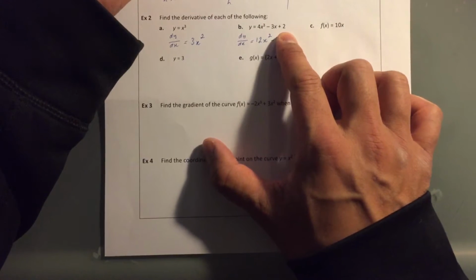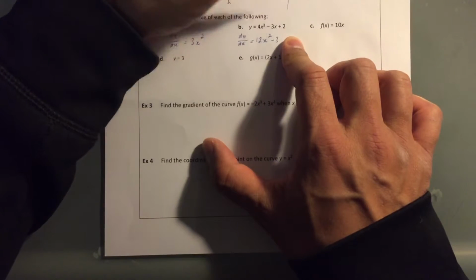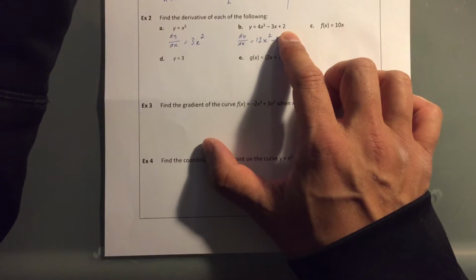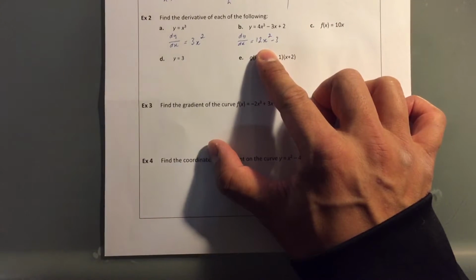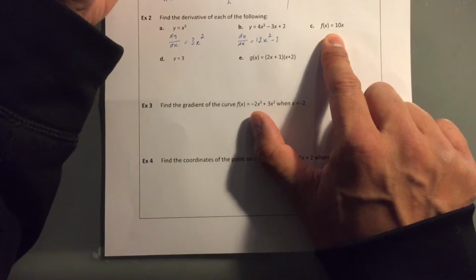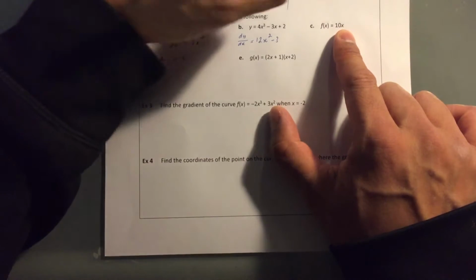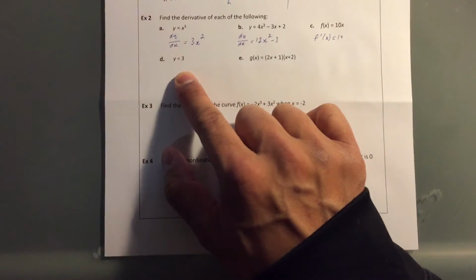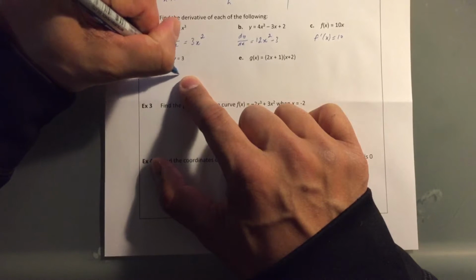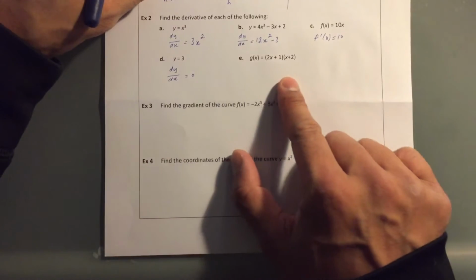And now for plus 2, this is actually 2x to the power of 0, and when we have the 0 times by the 2, that becomes 0. So in fact, any constant when we diff it will go away. And so when we diff it, we get 12x squared take 3. If we look over here then, we can see immediately that because it's just an x term, when we diff it, we just get 10. Over here, this is just a constant. So when we diff it, we're left with nothing, we're left with 0.